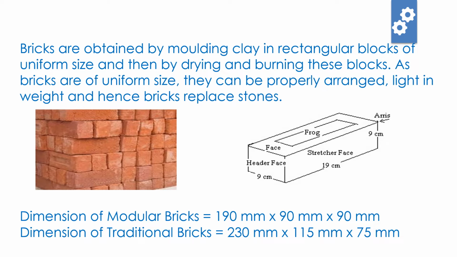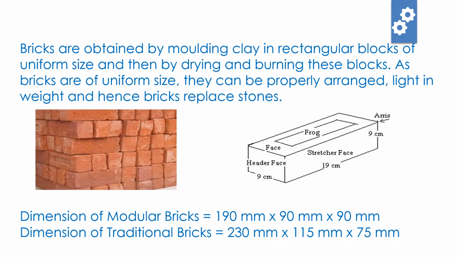That's why, generally, when you are constructing a partition wall, you provide a 115 mm thick wall, and for an outer wall we generally provide 230 mm thickness. So this is because of the brick dimension, the traditional brick dimension.